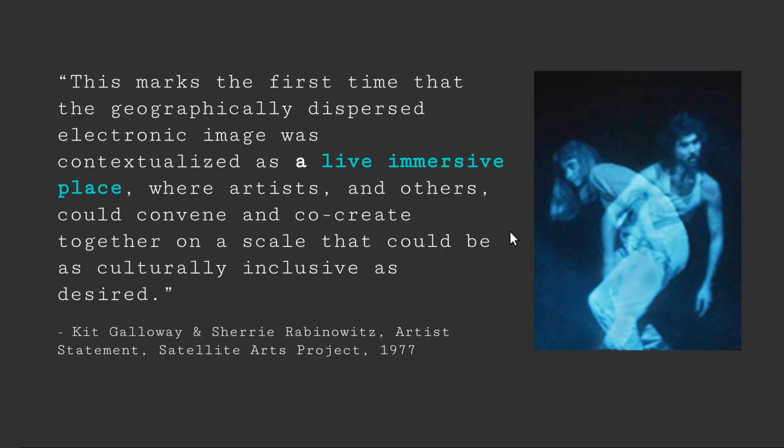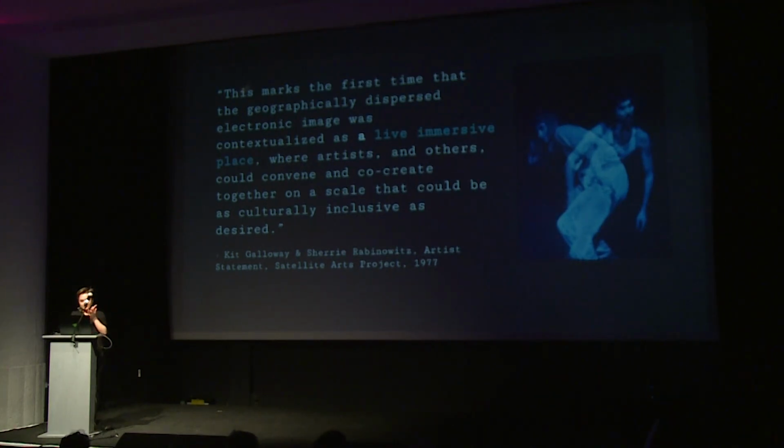And they talked about how this marks the first time that the geographically dispersed electronic image was contextualized as a live, immersive place where artists and others could convene and co-create together on a scale that could be as culturally inclusive as desired. And so they're saying that just by putting two images on top of each other, you have the possibility to create a third space. It's not there, and it's not over here. And this is before the internet. This is in 1977, and so now maybe we're more used to this idea of this other space, or maybe sometimes we don't feel like it's another space, maybe it's here.